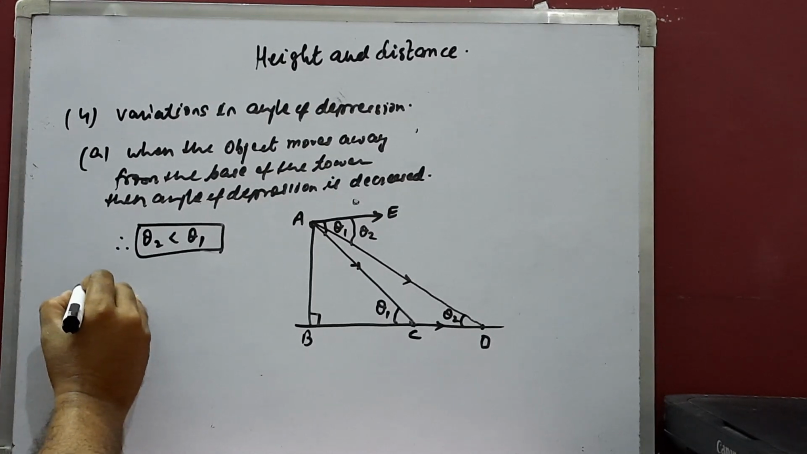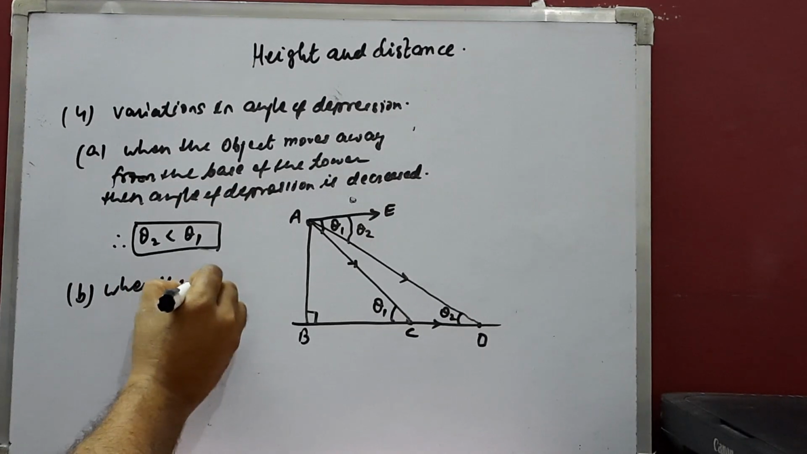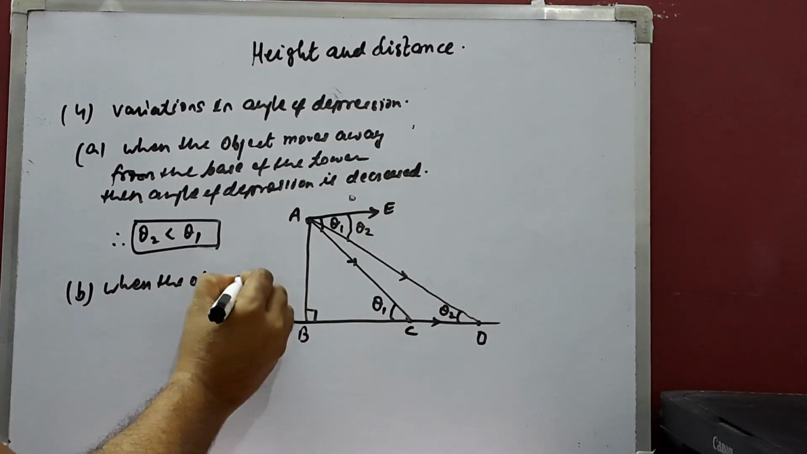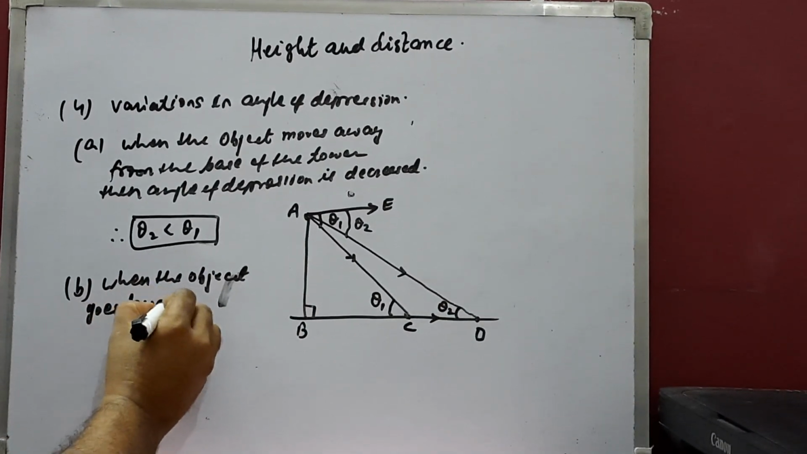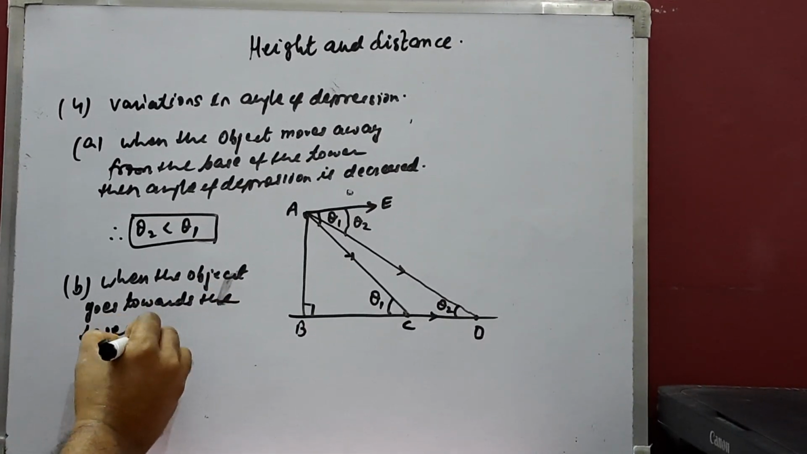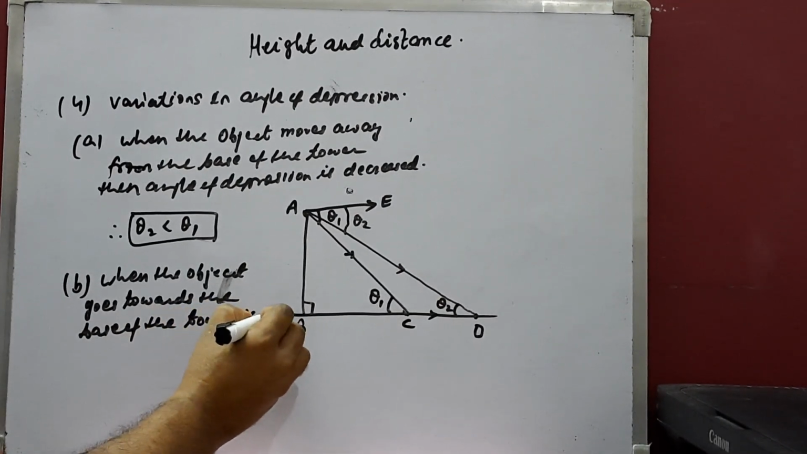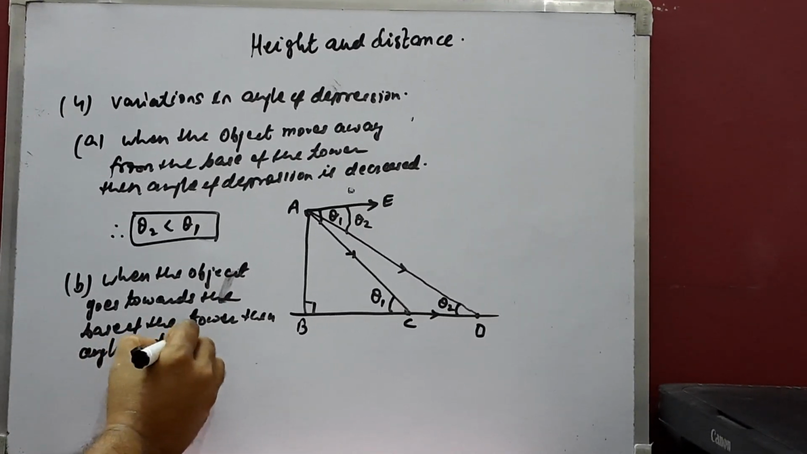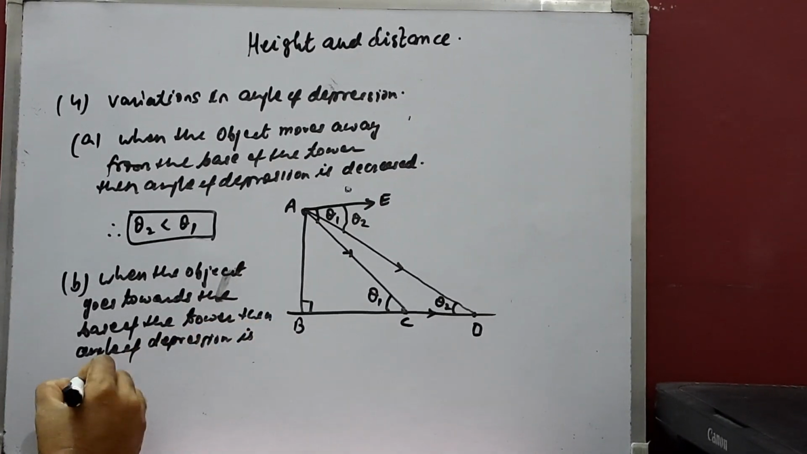And now B, when the object goes towards the base of the tower, then the angle of depression is increased.